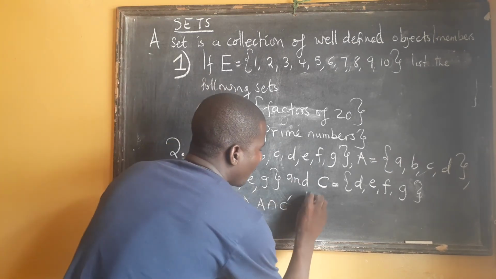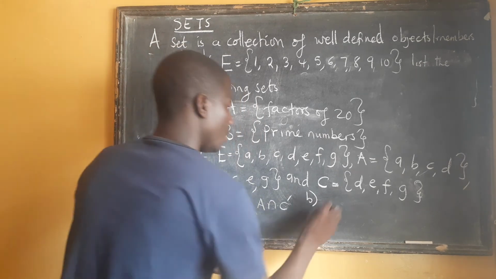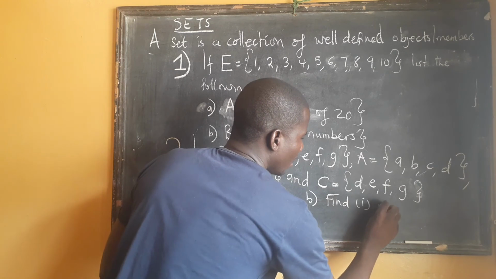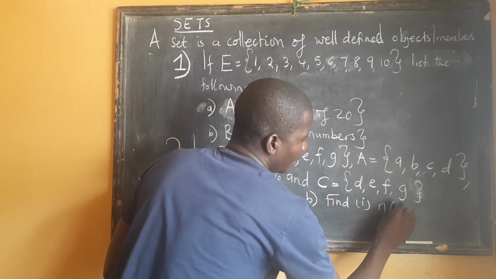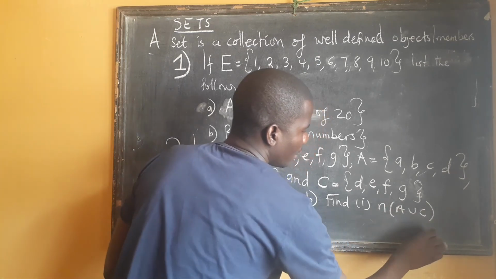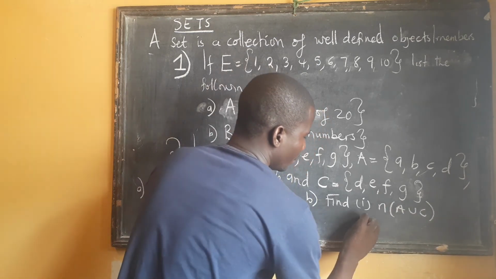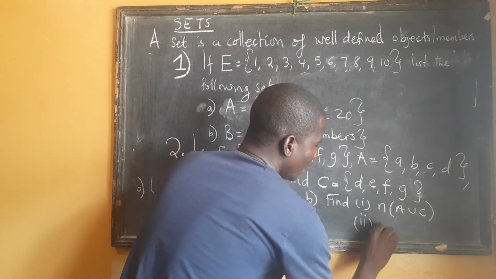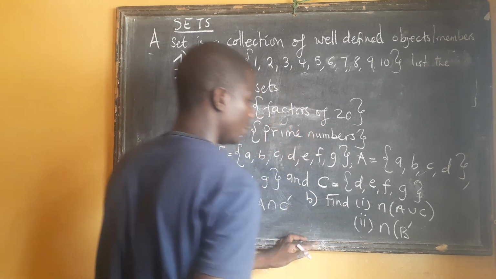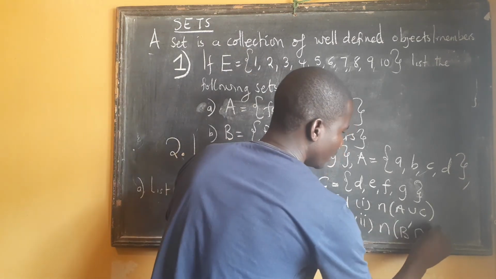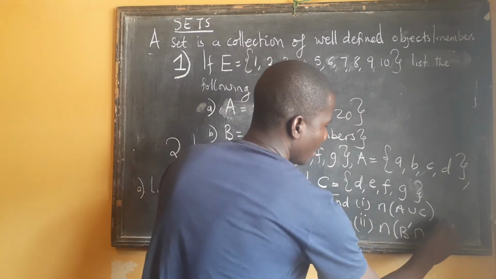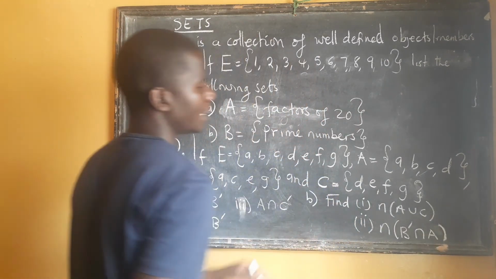Then question B, we say find the number of elements in: 1, A union C; and 2, the number of elements in B complement intersection A. Intersection A. Not A complement, just A.